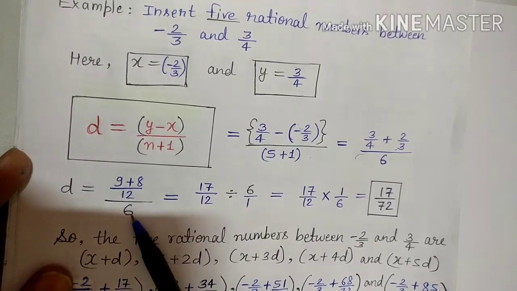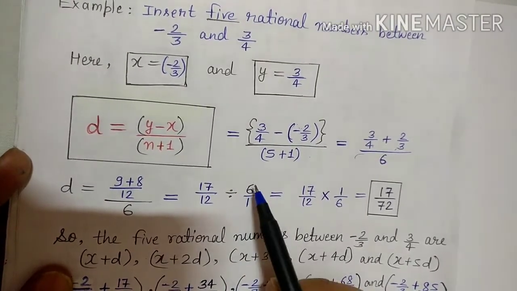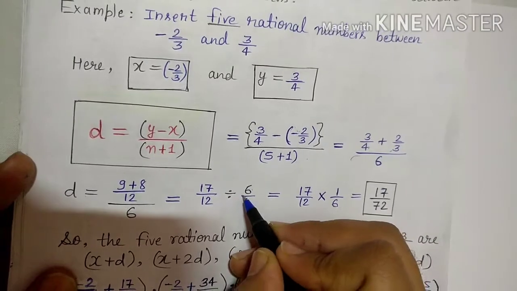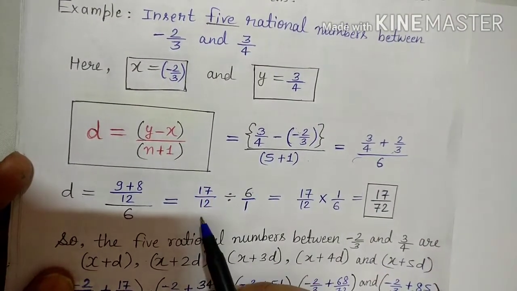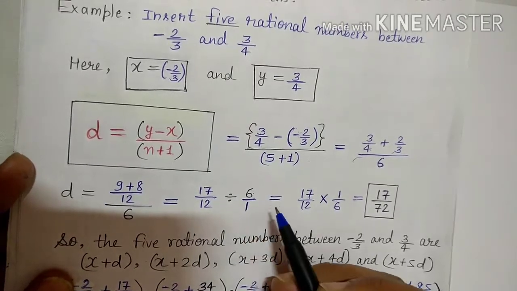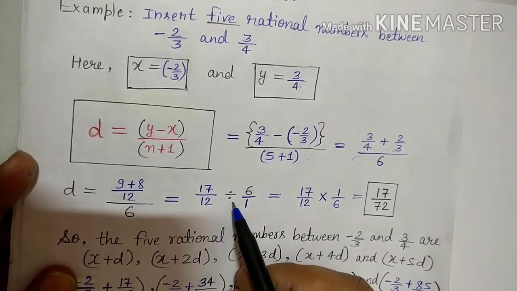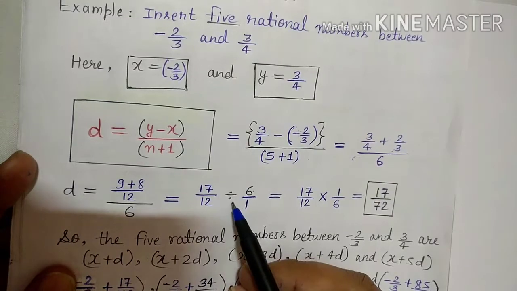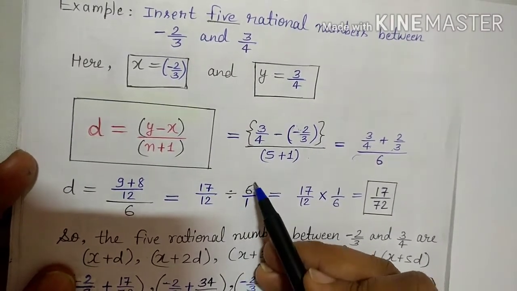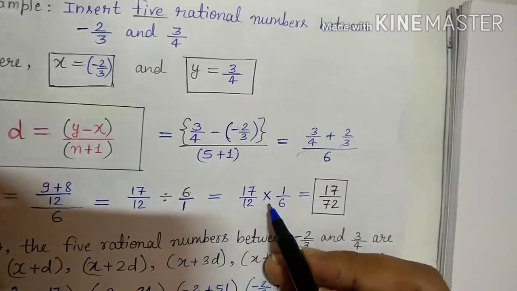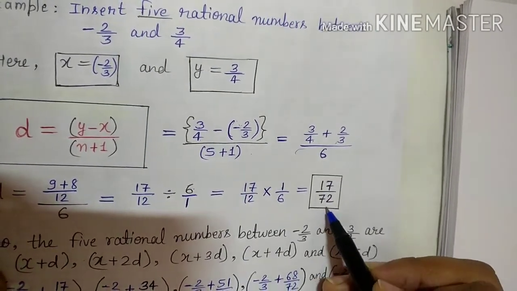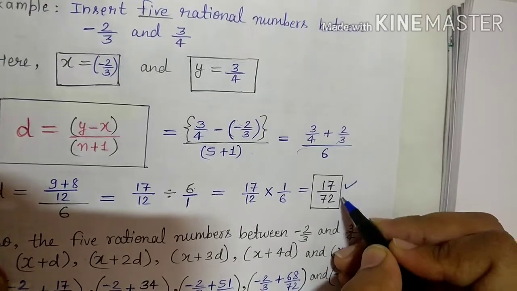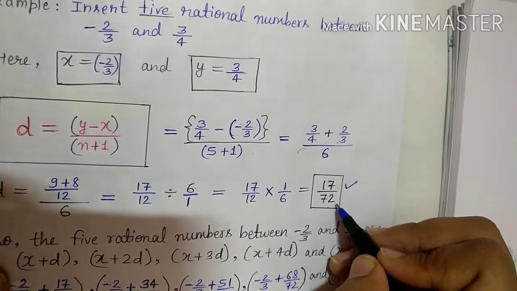Now upon 6 we can write as divide by 6. You know that every number has 1 as a denominator, so I have written 1 as a denominator. Now 17 upon 12 divided by 6 upon 1. You know very well we have to change the sign of divide into multiplication. When we change this sign, the reciprocal happens: this 1 will go upside, 6 will come downside. So 17 upon 12 multiplied by 1 upon 6. 17 1s are 17 and 12 6s are 72. So in this way we find our D. What is our D? 17 upon 72.